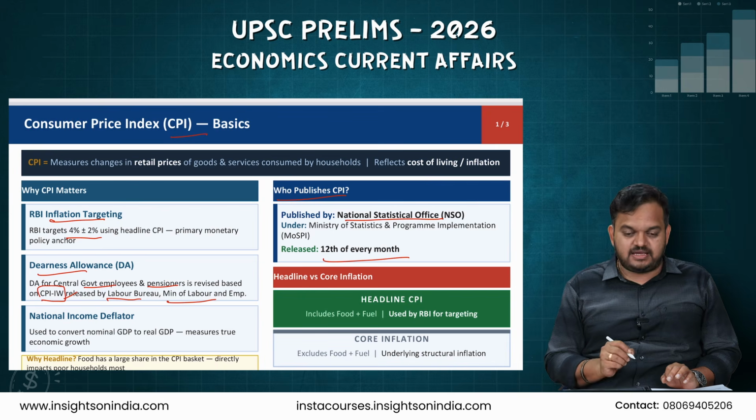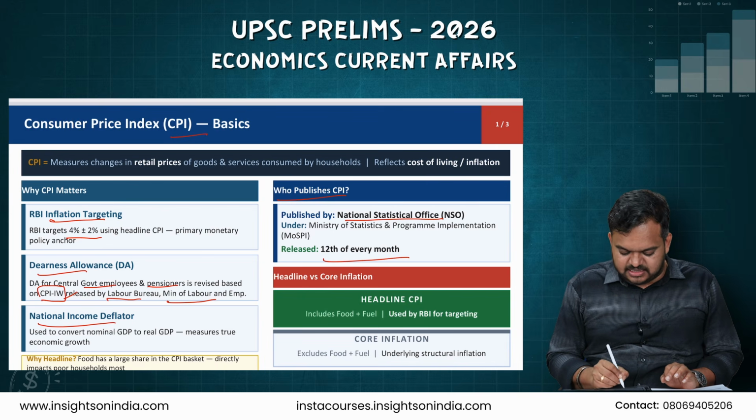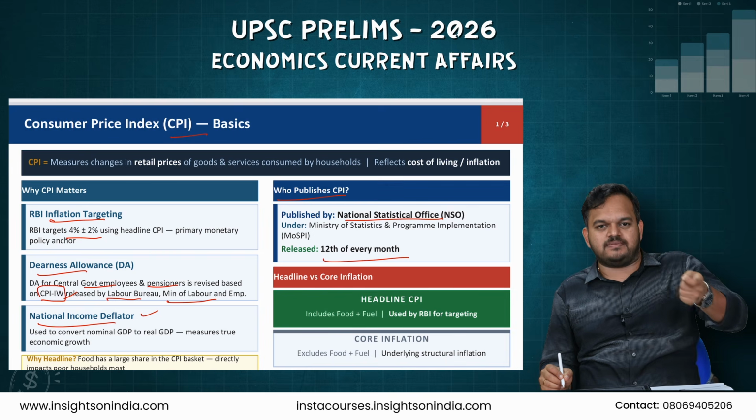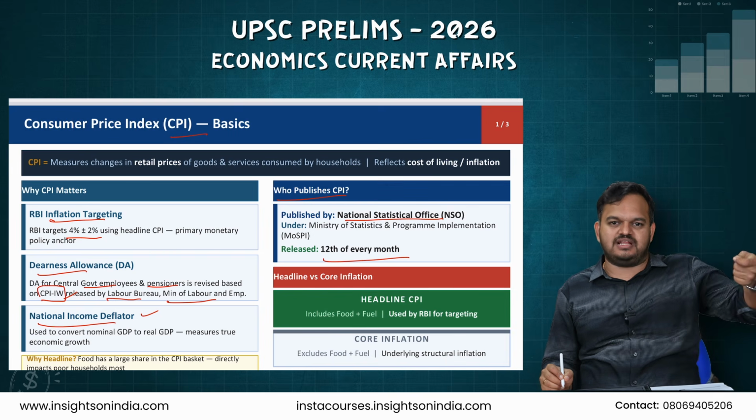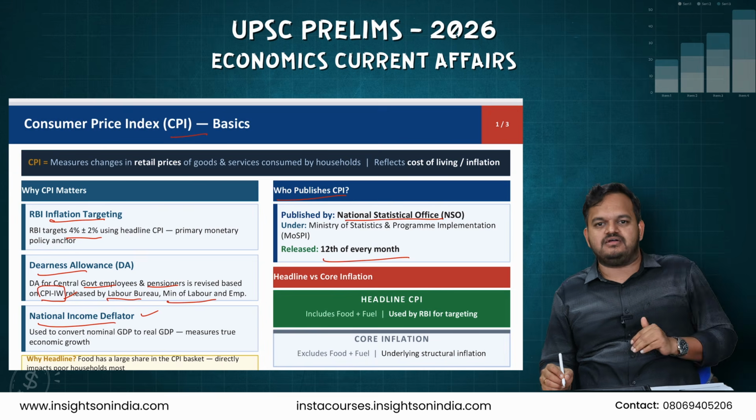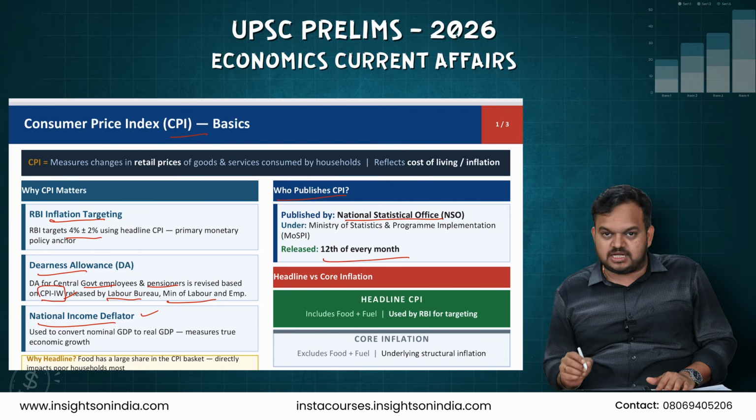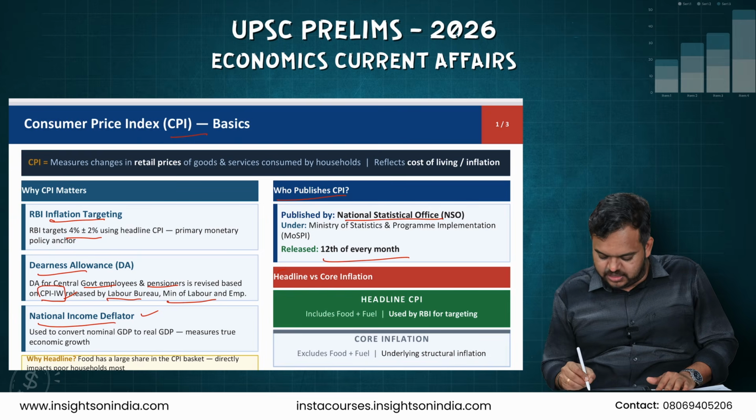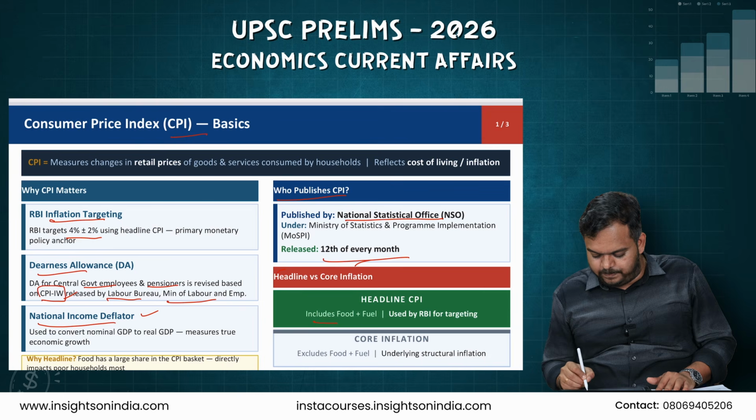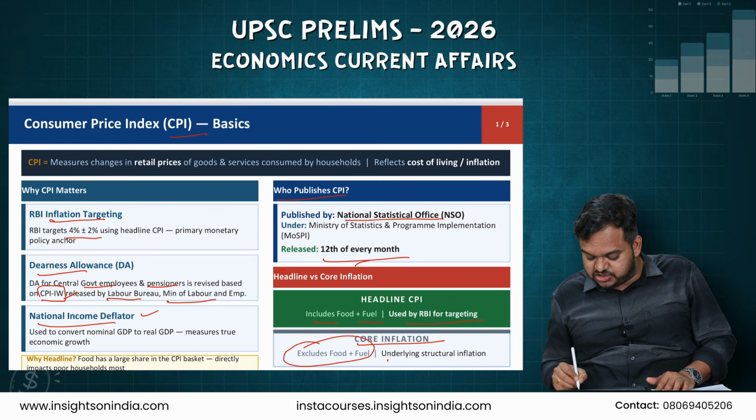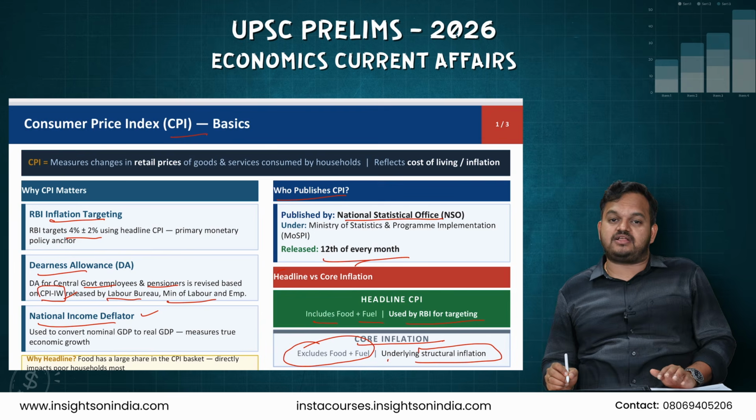Right. So CPI is also used as a national income deflator, to convert nominal income into real income, or to convert nominal GDP into real GDP, we need to deflate the prices. CPI is the measure. Now, there are two types of inflation, that is headline and core inflation. Headline includes food plus fuel and is used by RBI for targeting. Core inflation excludes food and fuel. So it denotes structural inflation. It is also called structural inflation.